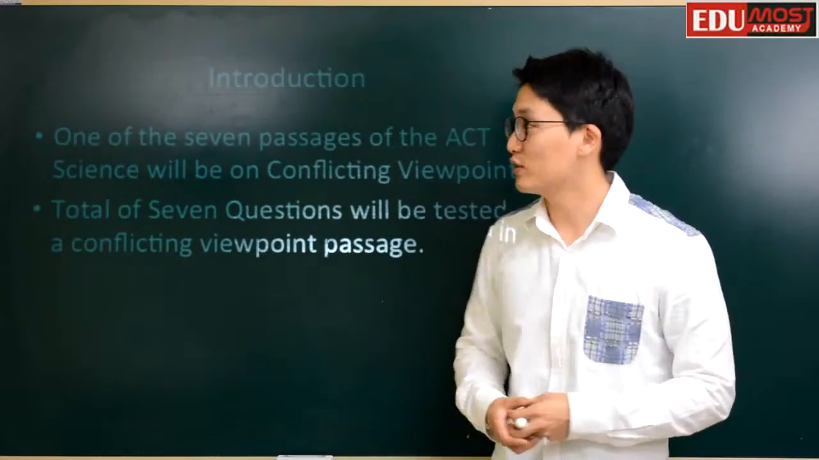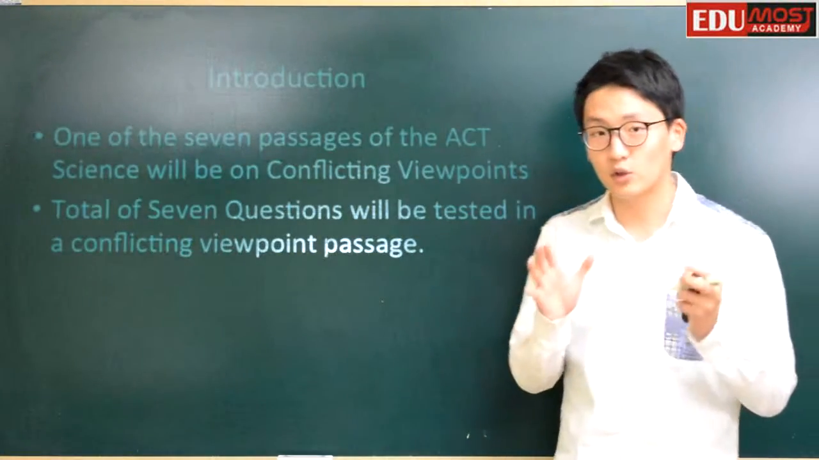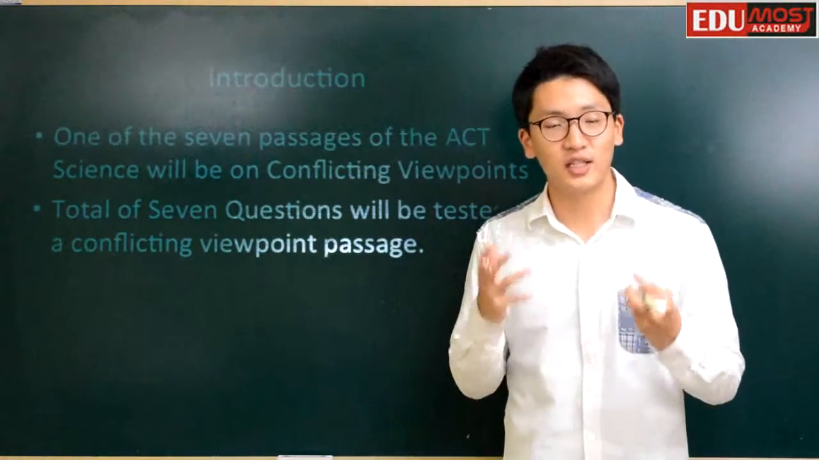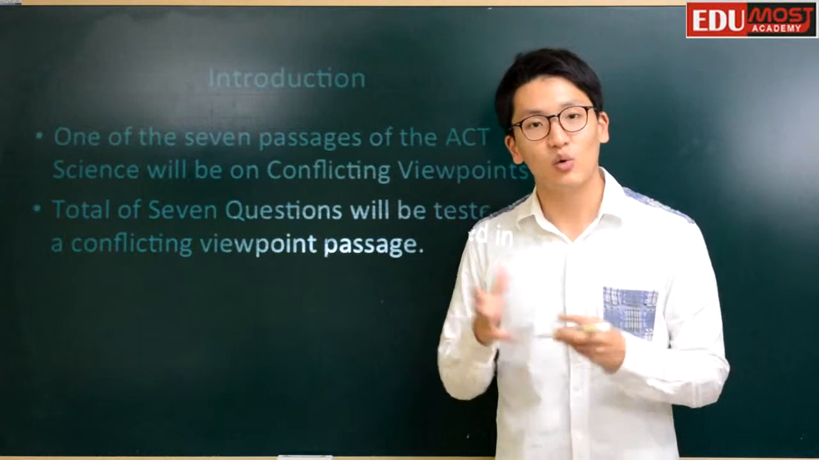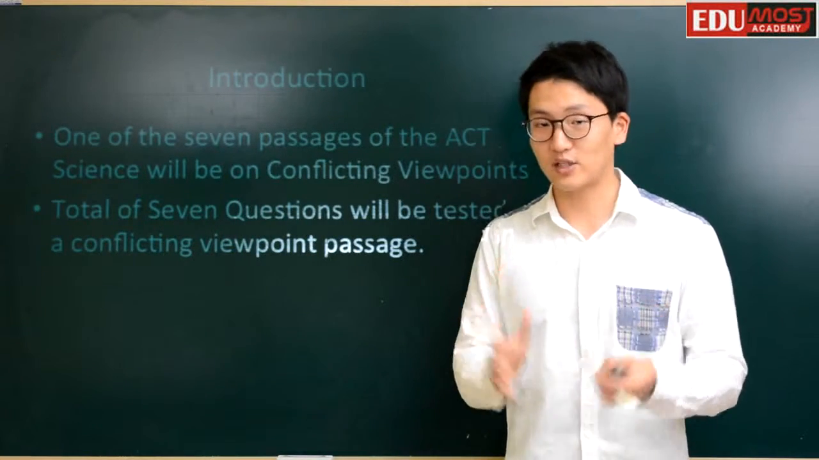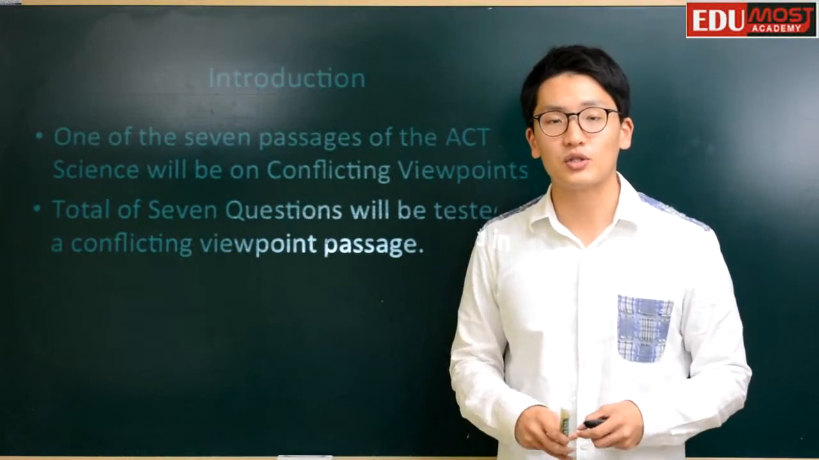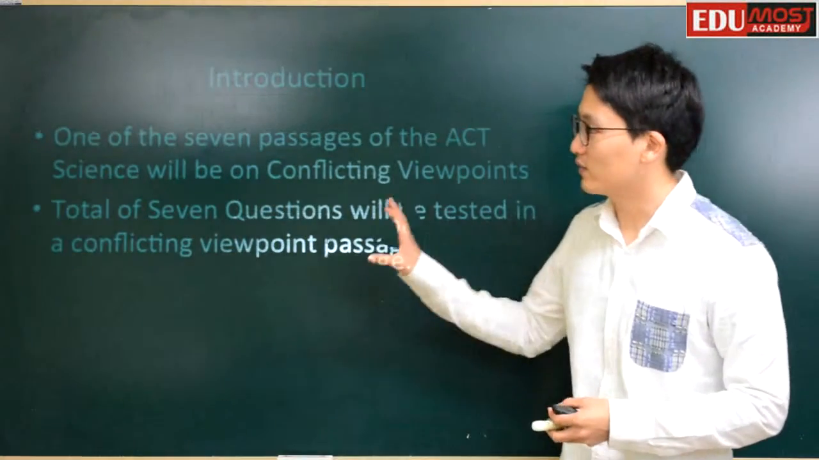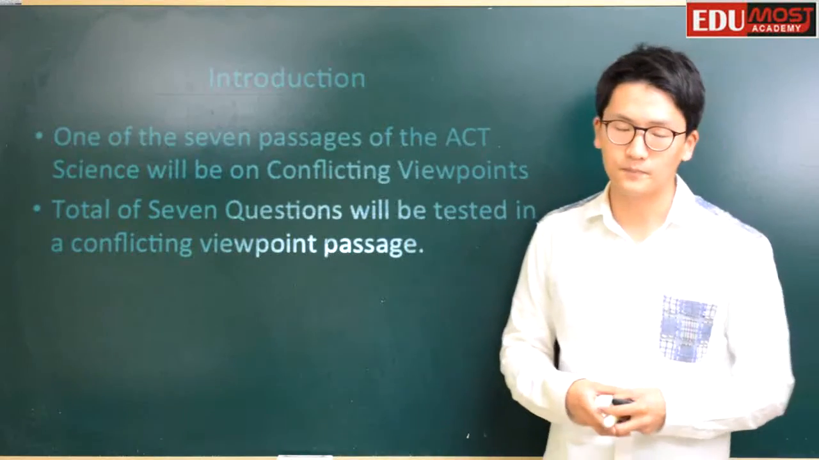So let's get a small introduction. Now, one of the total of 7 passages that you will encounter in the ACT Science will be based on conflicting viewpoints. So just one passage, and that corresponds to a total of 7 questions that you will have to answer for the conflicting viewpoint passages.